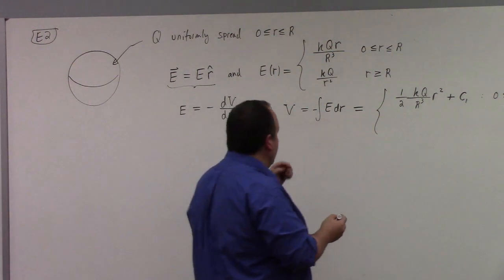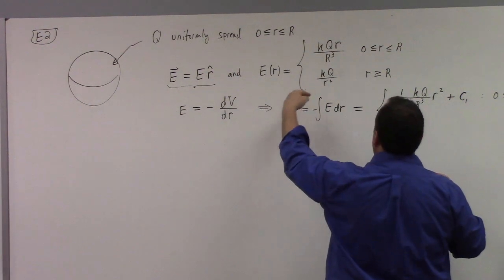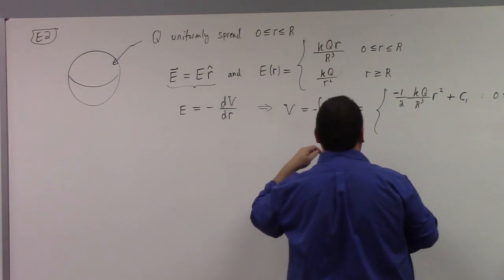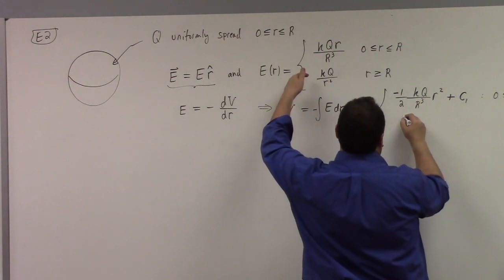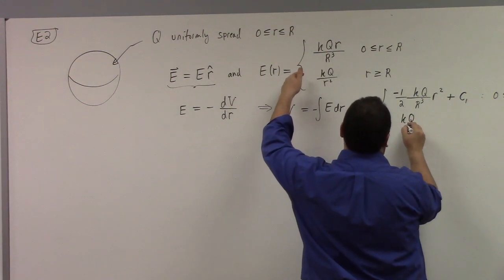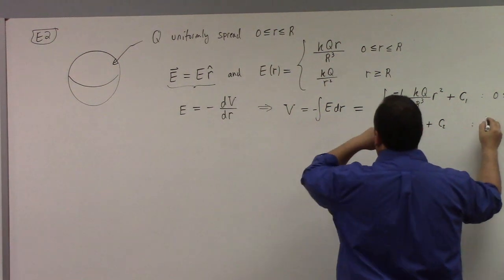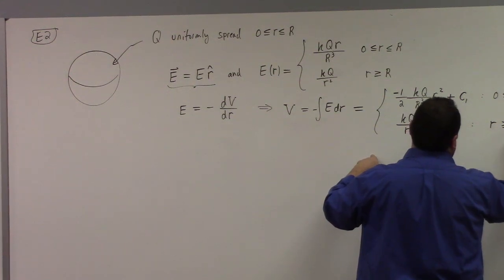Let's see here. So this one, when we integrate, oh, I forgot my minus, didn't I? Look, minus. There's a minus up in here. And then this one gives us kQ over r plus C2, and that would be for r greater than or equal to big R.